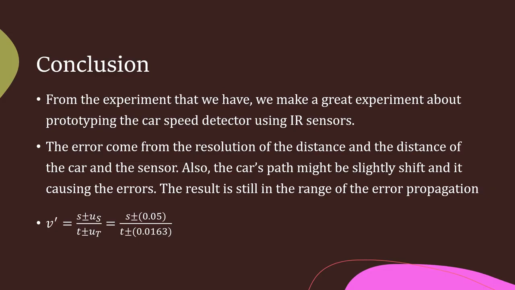And the error or the different data may probably come from the distance of the car from the sensor, and also the car speed that may be slightly shifted and is causing the errors.